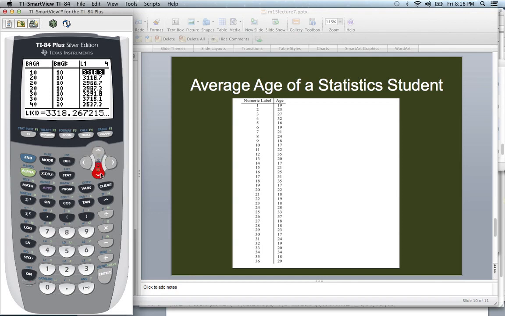If I scroll down into the body of the list, notice that we have the parenthesis with a 1 here, indicating the first element in list 1, and then it's just a single number with no set notation. So when we're within the list itself, we're talking about individual data values, and when I move the cursor all the way up to the top, I've selected the entire list or the entire set of data.